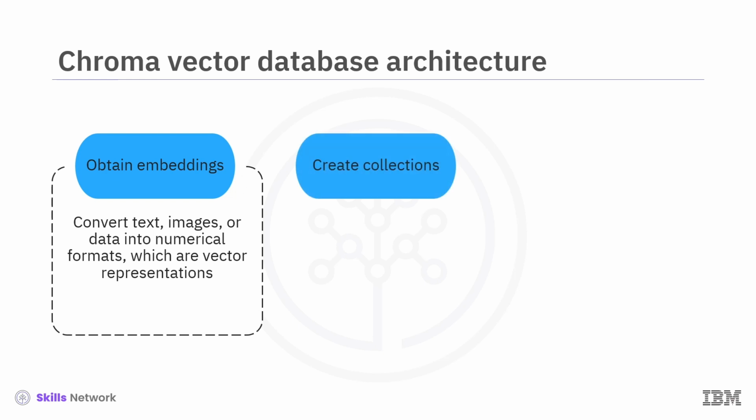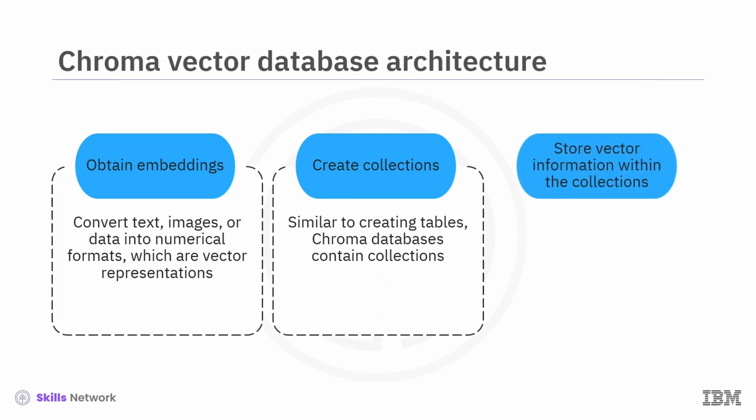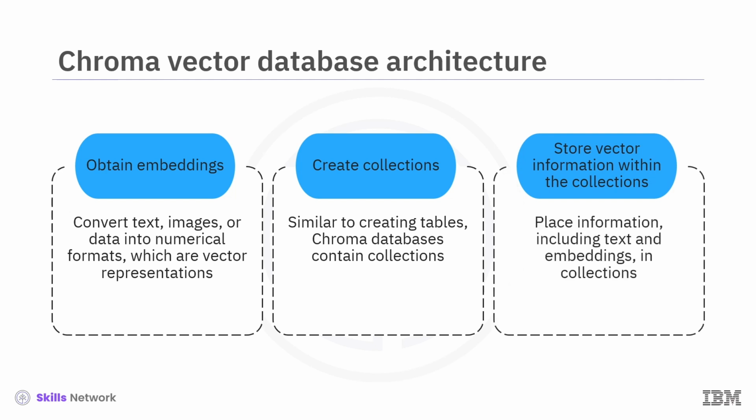Next, you'll create collections. Similar to tables in a relational database, Chroma DB creates collections. Then, you'll store vector information within the collections. After pre-processing and turning the data into vectors, the database stores information in collections, including text and embeddings.